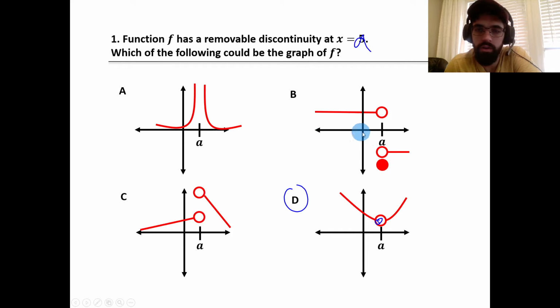B and C, I could not add a dot or move a dot to remove the discontinuity because it'll be jump discontinuity for each of those. And for A, I can't add a dot because we have a vertical asymptote and this is an infinite discontinuity. So that's the first question.